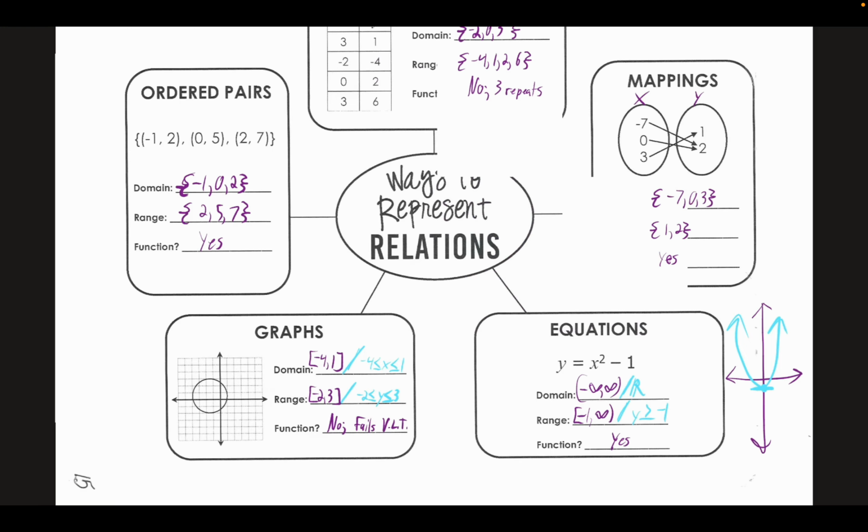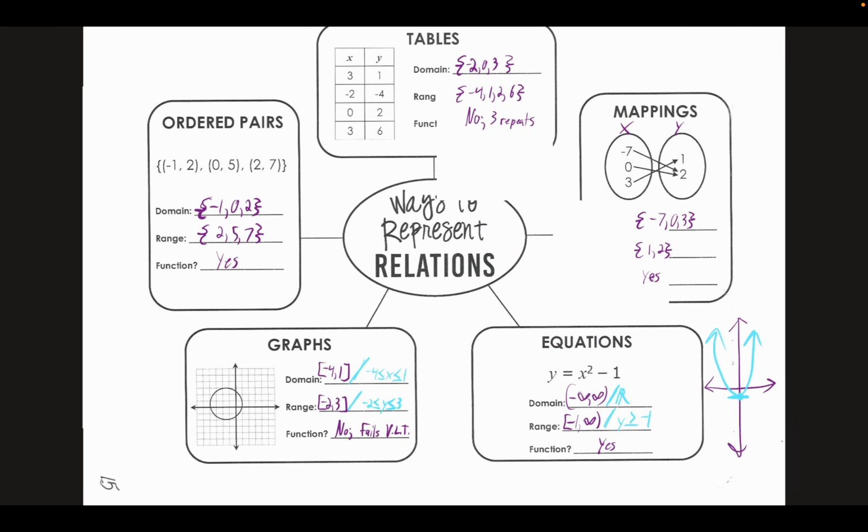And so that is a great graphic organizer that showcases 5 different ways to represent relations. And this wraps up Algebra 1, Section 4.2.